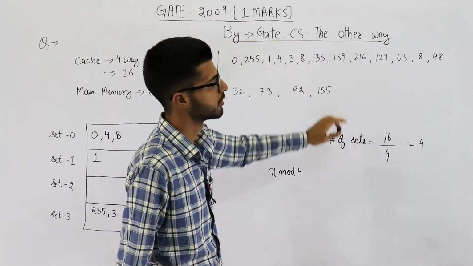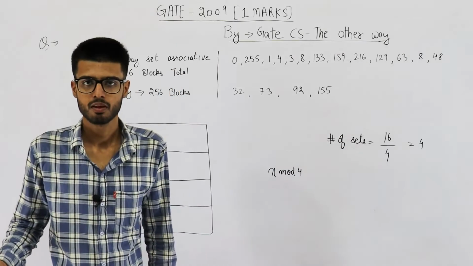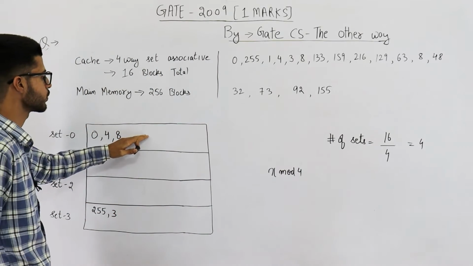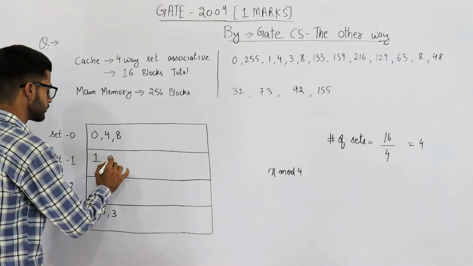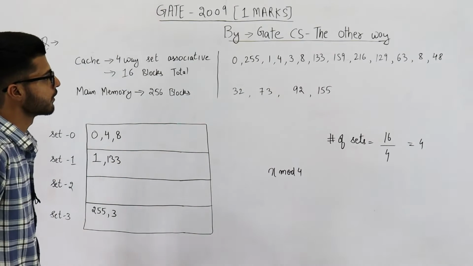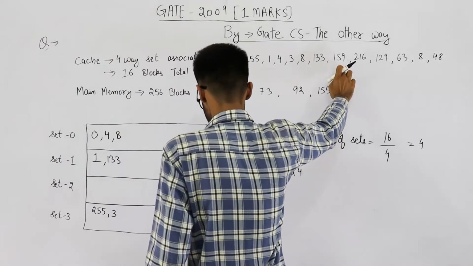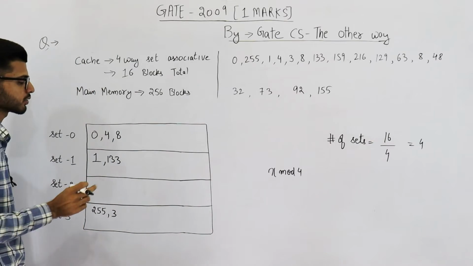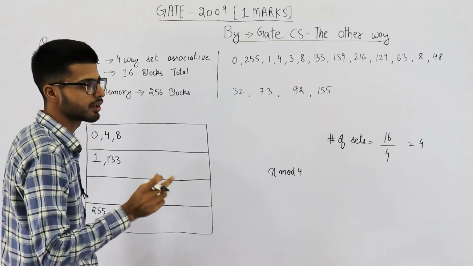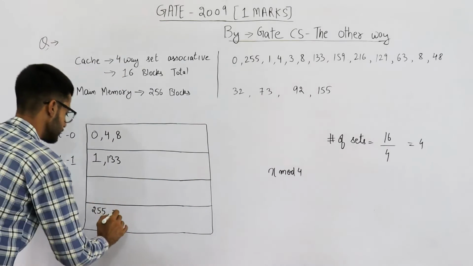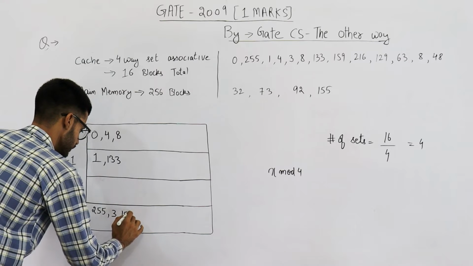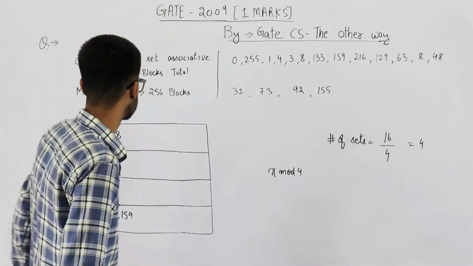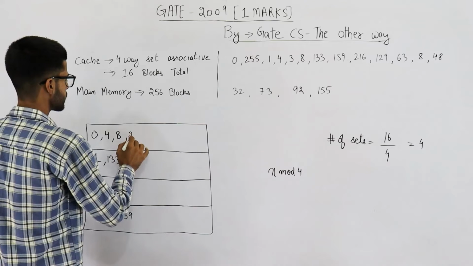So we have 133. Now 133 mod 4 will be 1 because 132 is divisible by 4. So 132 comes here. 133 will go into the next set. Next we have 159. This one will go into set number 3 because 159 divided by 4 gives a remainder 3. So this is 159. Next one is 216. It's divisible by 4. So it will go into set number 0.